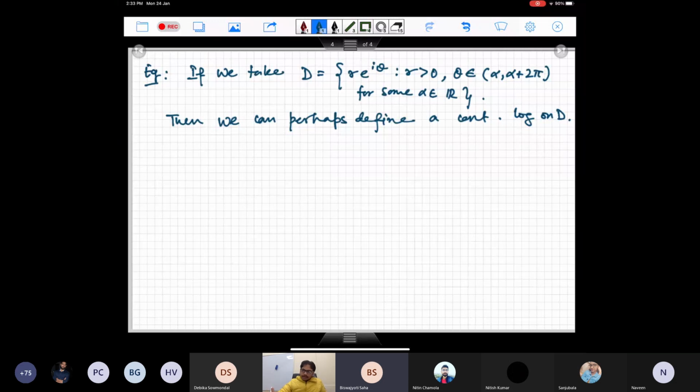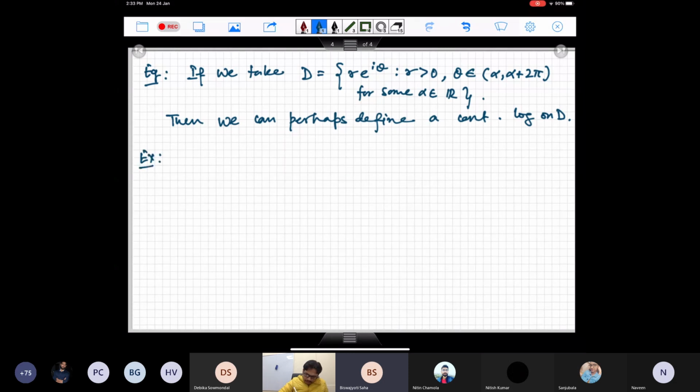And of course, once I have one continuous logarithm, there will be several copies of logarithm just by adding some 2i pi, or an integer multiple of 2i pi. So once I have a branch of logarithm, then immediately I will get several other branches of logarithms. So in such kind of sets, perhaps we can define logarithm in that way. Of course, now you need to show that in this kind of a set, the way you can define logarithm, that becomes continuous. So that I will leave as an exercise.